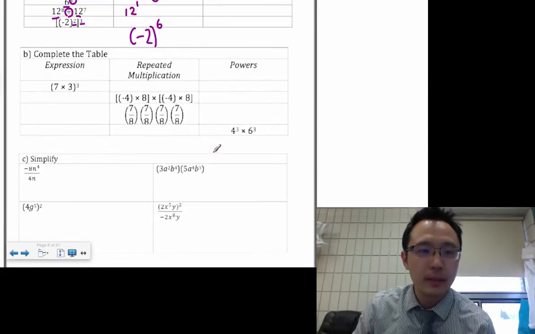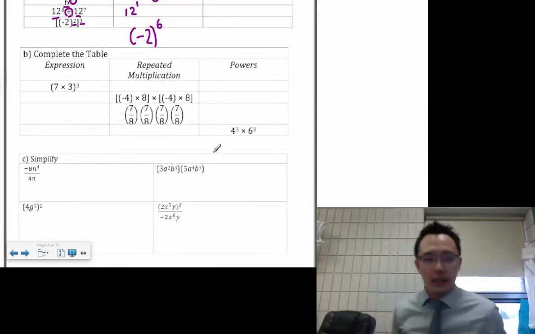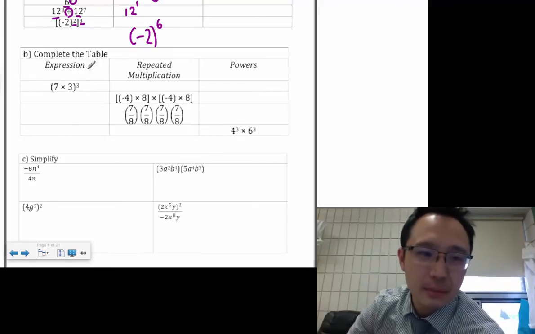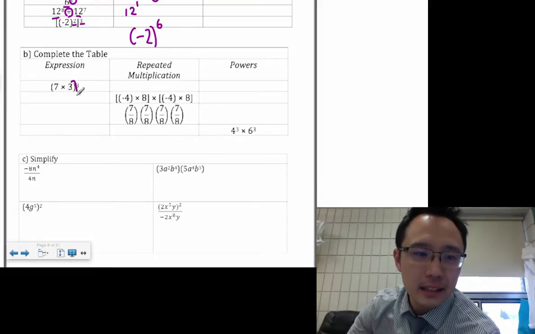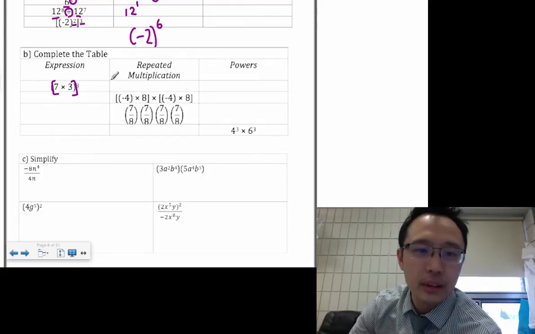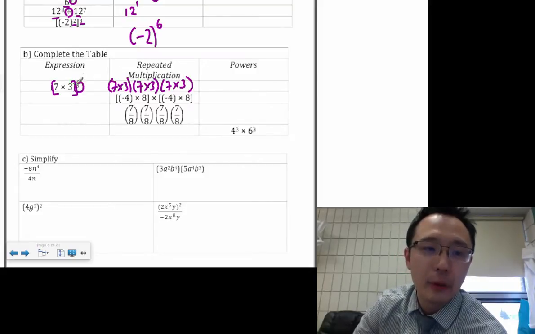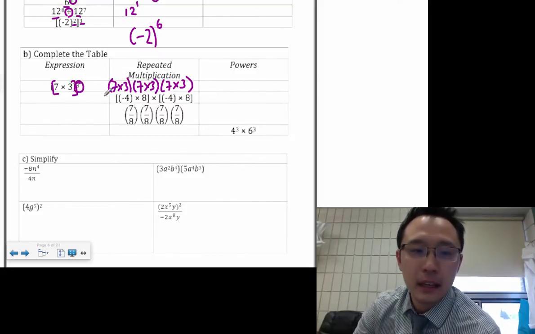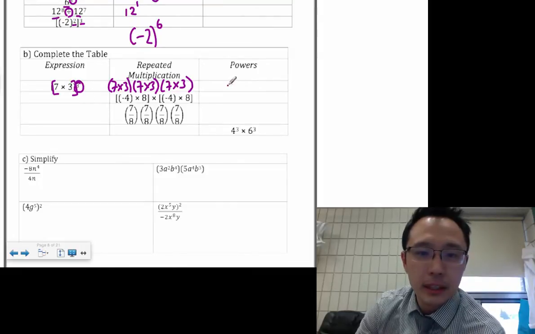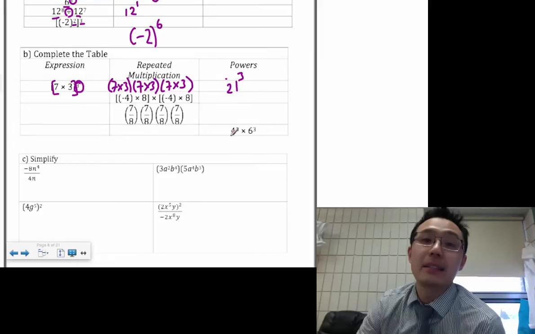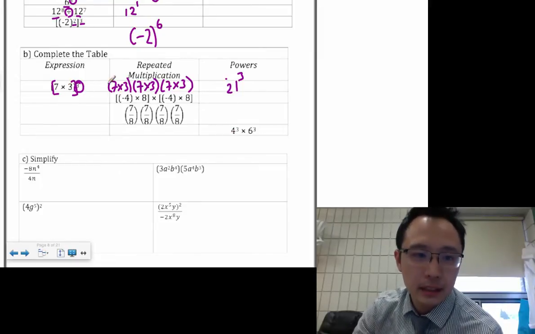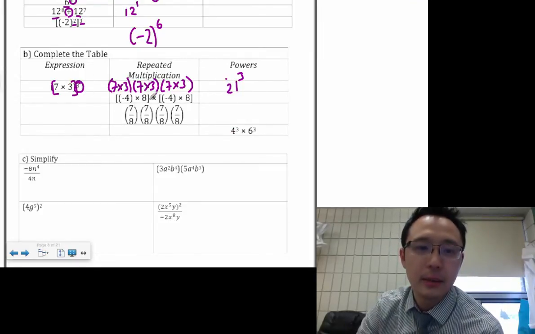Let's see for B, complete the table expression. Since this one has a bracket and multiplying, the whole thing that's bracketed is still my base. So I'm going to write 7 times 3, 7 times 3, and 7 times 3. That's my whole expanded form with this exponent. And then you can simplify this to 21 if you were to do this with BEDMAS: 7 times 3 is 21, and then to the power 3.